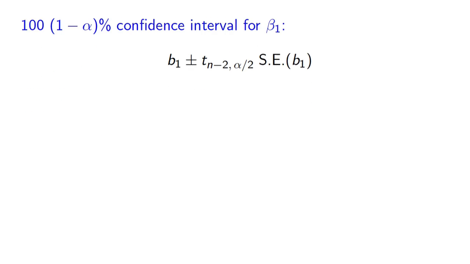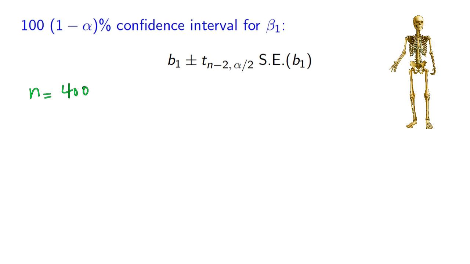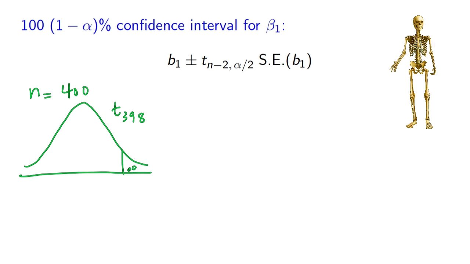Suppose we wanted a 95% confidence interval for the slope for our skeleton example. N is 400 in this example, so we need the value with probability 0.025 in the tails from a t-distribution with 398 degrees of freedom. And using a computer, this value is 1.966.